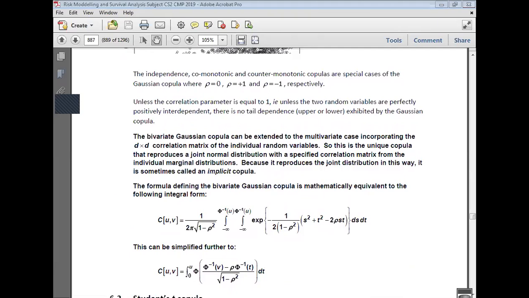So again, remember if I have my rho equal to 1, I will just have something which is comonotonic. If my rho is -1, it's going to look like countermonotonic. And if my rho is 0, it's going to look like an independent Gaussian copula. So I guess that's it about this Gaussian copula.